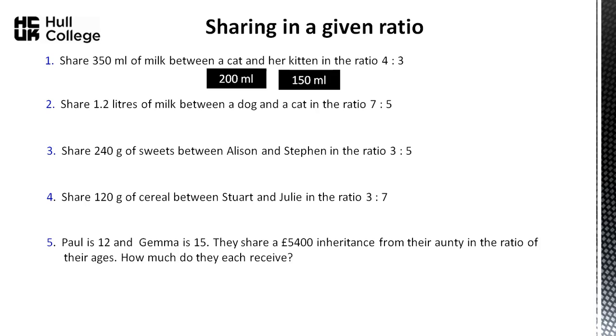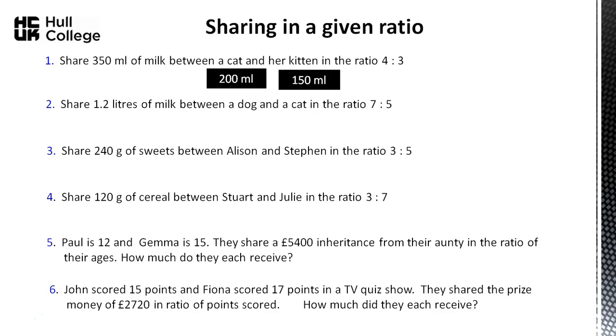Number 5, Paul is 12 and Gemma is 15. They share a £5,400 inheritance from their auntie in the ratio of their ages. How much do they each receive? Number 6, John scored 15 points, Fiona scored 17 in a TV quiz show. They shared the prize money of £2,720 in ratio of the points scored. How much do they each receive? Pause the video while you answer the questions.